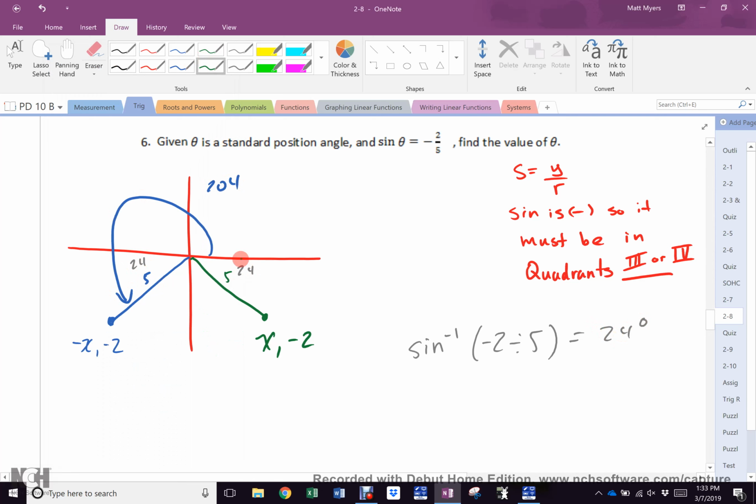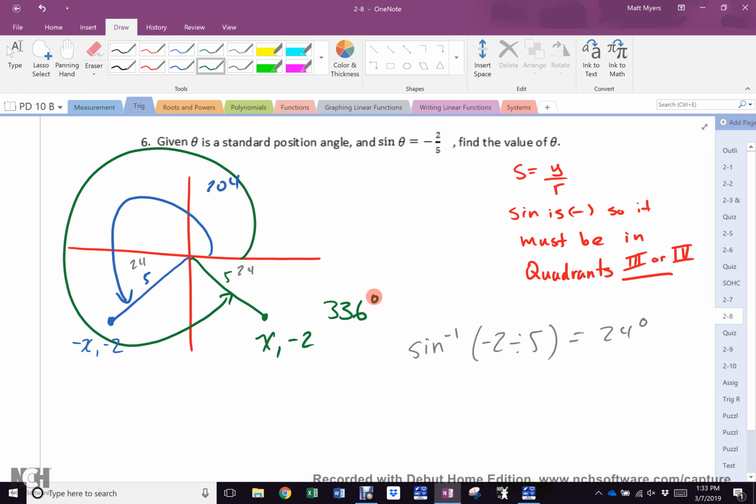204. And green theta is... No. It is what? 236? 336. How do you know which theta I mean? You don't. Unless I say it's in quadrant 4. And then what is it? 336. But it's not. It's in quadrant 3. So what is it? 204.